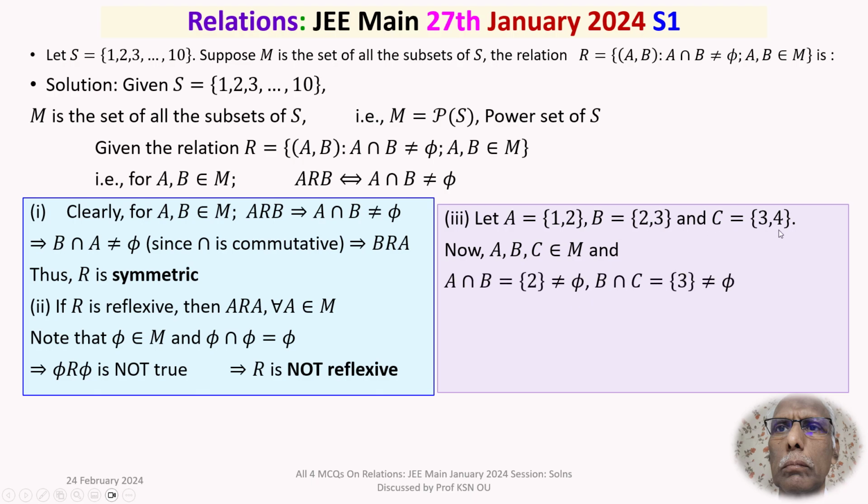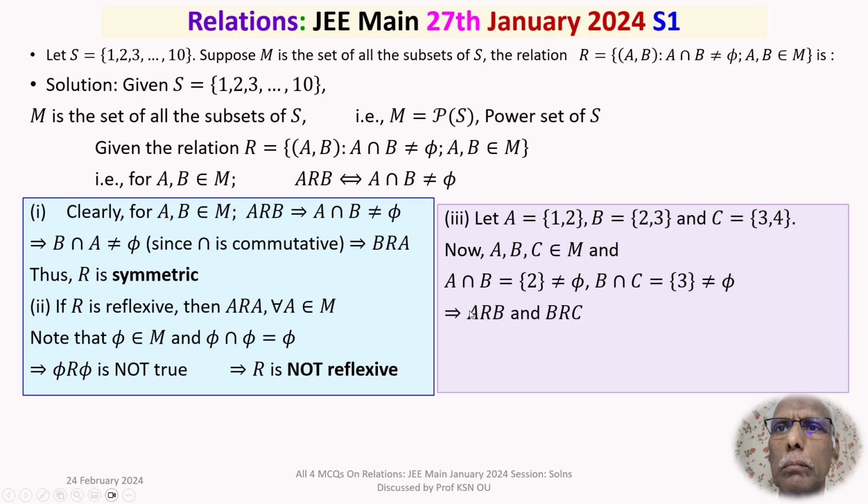B intersection C, there is a 3 common. So, it's not empty. But whereas A and C, if you see, there is nothing common between A and C. A is not related to C by the relation R.